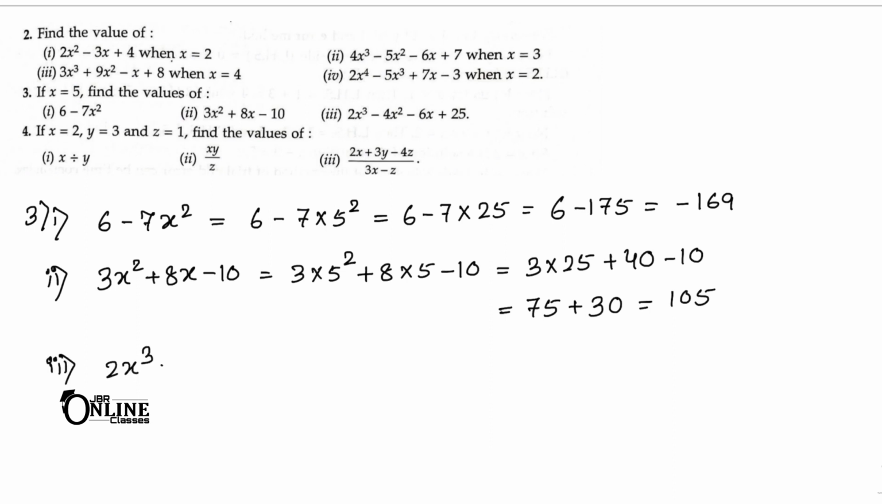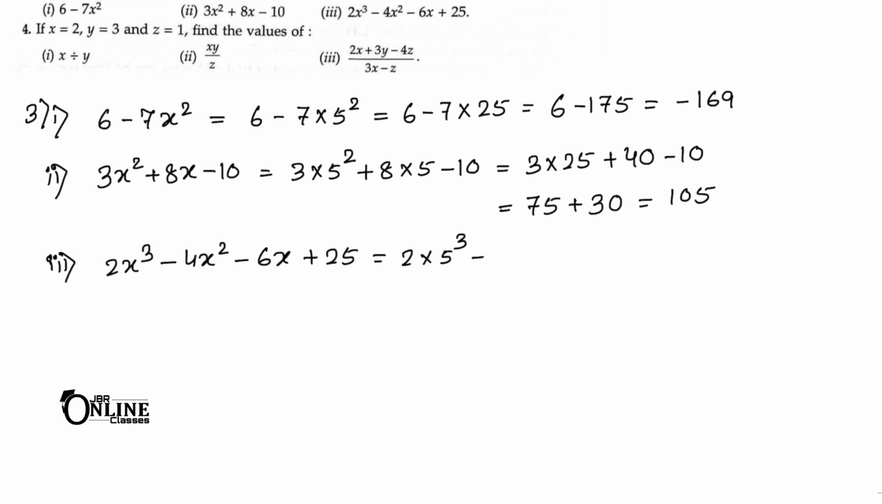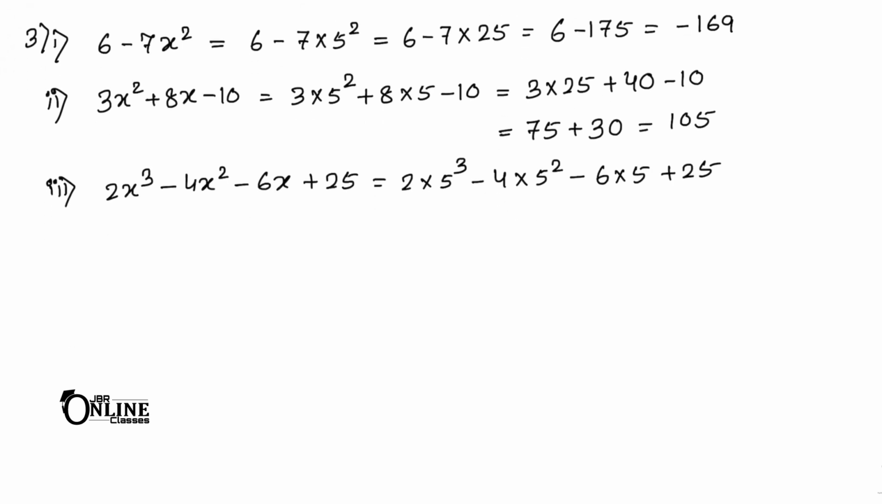Now the last one. Here 2x cube minus 4x square minus 6x plus 25. So 2x cube, that means 2 into 5 cube. Okay, next one here 4 into 5 square, then next one 6 into 5, then plus 25. So here 2 into 5 cube, 5 cube means 5 into 5, 25, again 5, it's 125. Then here 4 into 25, here 6 5s are 30 plus 25.